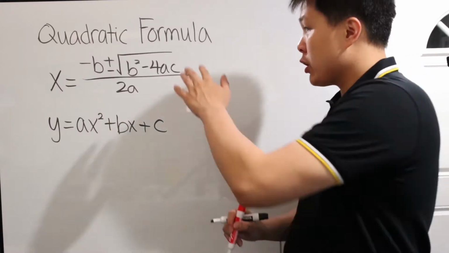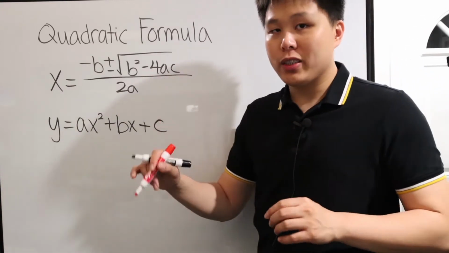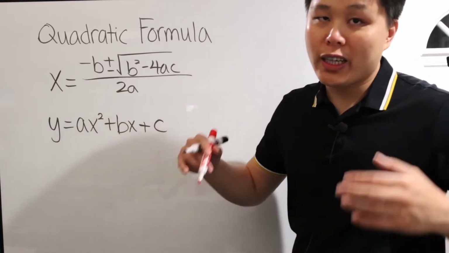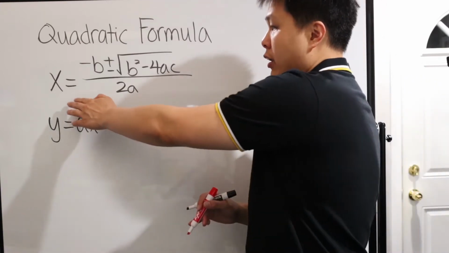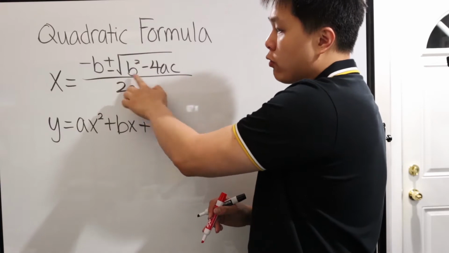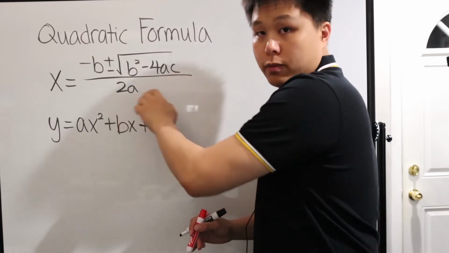For today's topic, we're going to talk about the quadratic formula. Now, this is one of the more common formulas that students usually memorize. There's even songs and poetry written to help students memorize this particular formula. For those of you guys who have forgotten it, x equals negative b plus or minus the square root of b squared minus 4ac all over 2a.